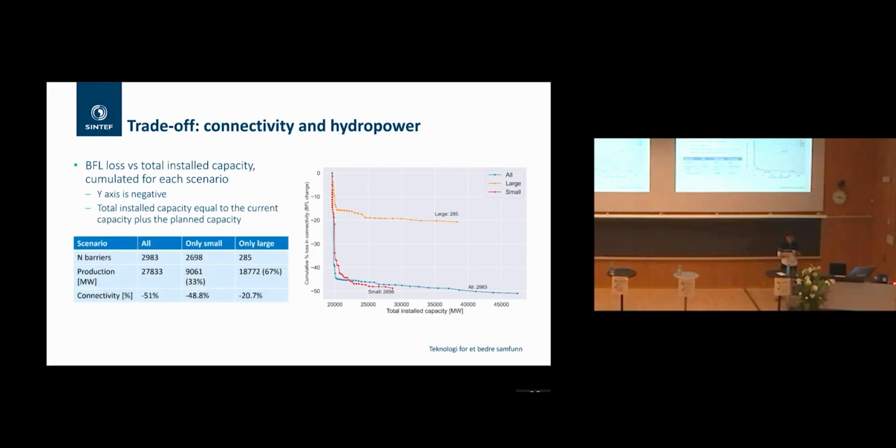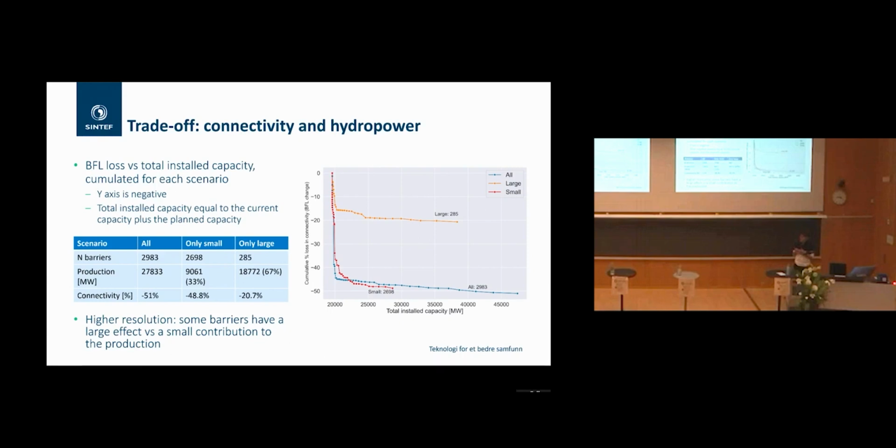If we build only the large dams, we have already 67% of the total installed capacity. If we build only the small dams, which are the vast majority again, we have the biggest loss, almost 50% of the connectivity, versus only 33% of the installed capacity. So it's already telling something: some barriers have a larger effect than other barriers, whereas they have a smaller contribution to the total production.